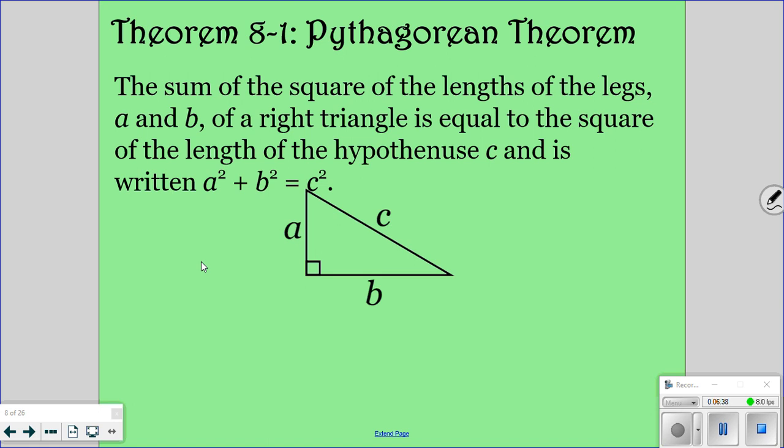A squared plus B squared equals C squared, where A and B are your legs and C is your hypotenuse. You can only use the Pythagorean theorem on right triangles. So A squared plus B squared equals C squared. You do need to learn that. You'll use it a lot in math.